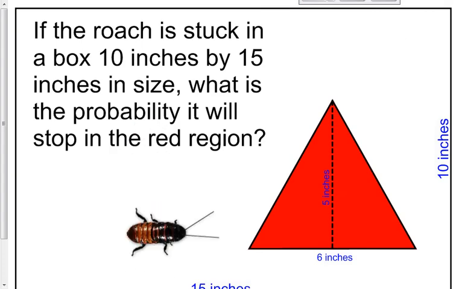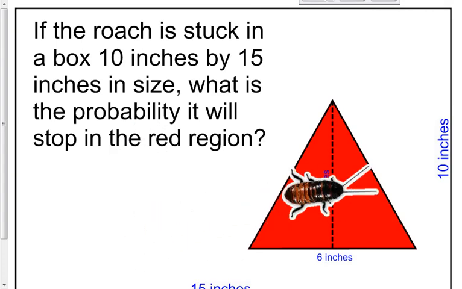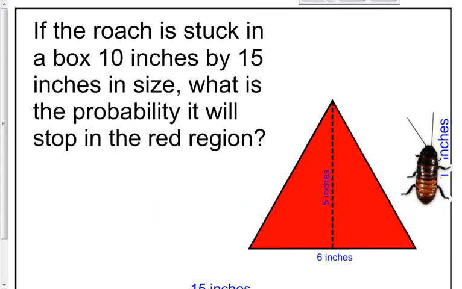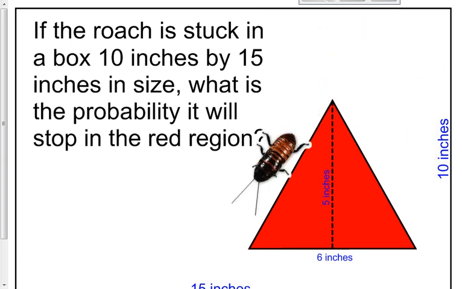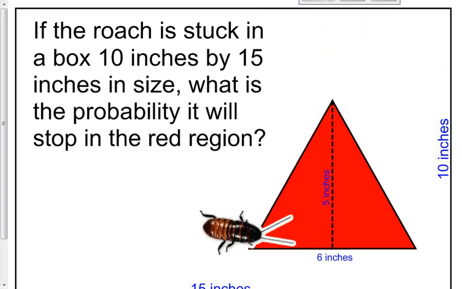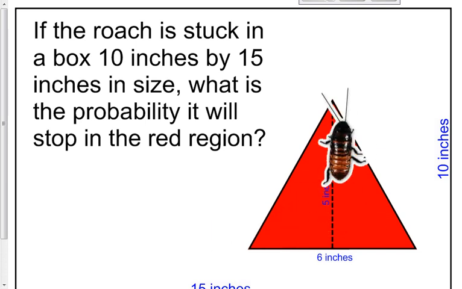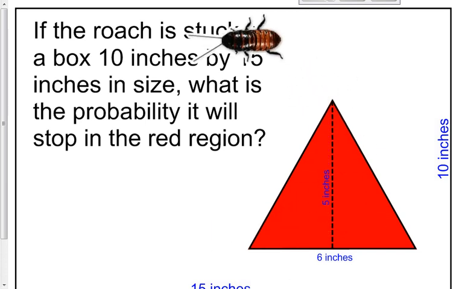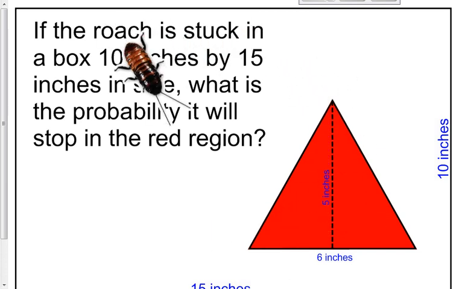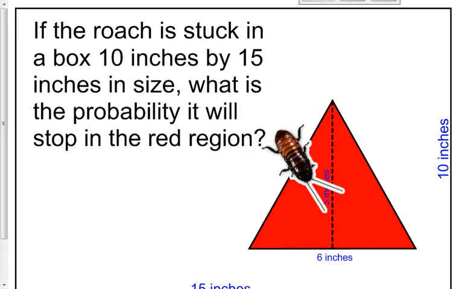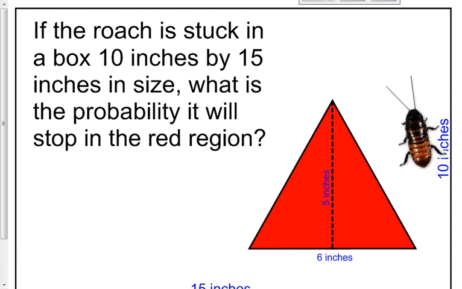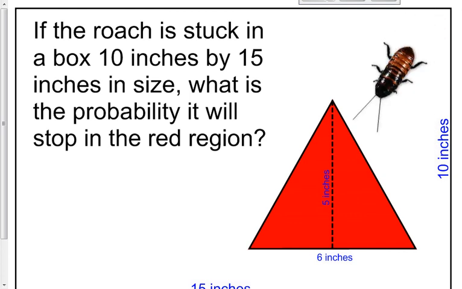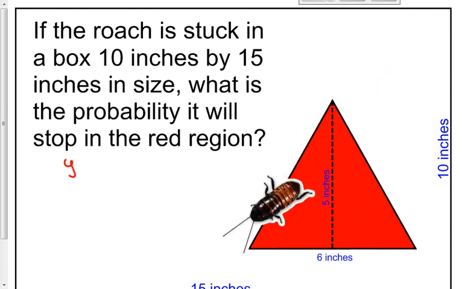Here is a really goofy example that I found someplace. I know it's kind of gross, but it's okay. Don't worry, it's not real. If the roach is stuck in a box 10 by 15 inches in size, what is the probability it will stop in the red region? So if I could smush that bug, like right now, except it won't smush, what's the chance it will get inside the shaded region? So think yes over total.